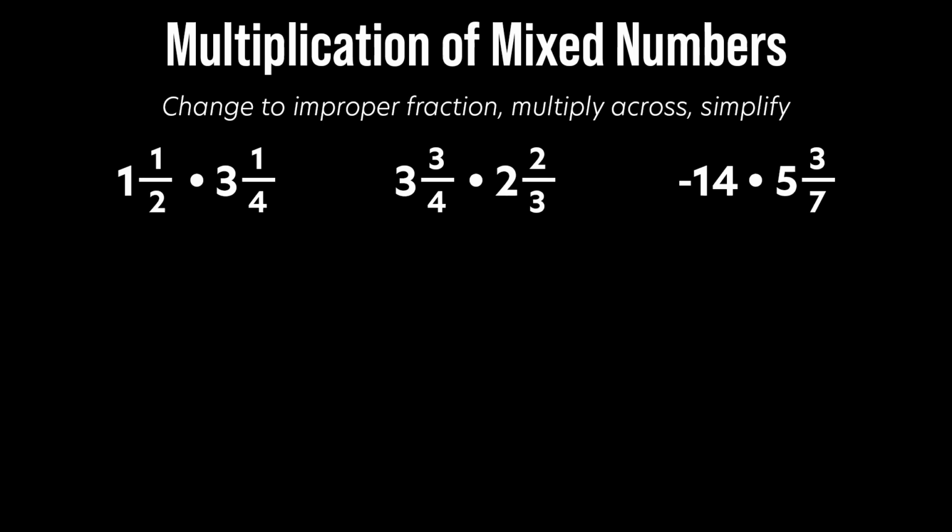Today we're going to be learning about multiplication of mixed numbers. So when you have a mixed number, the first step is that you want to change the mixed number into an improper fraction. So for example, 1 and 1/2 would then become 3 over 2. I'll explain how to do this in a little bit. So after changing 3 and 1/4 to an improper fraction, then you can multiply these two fractions together.